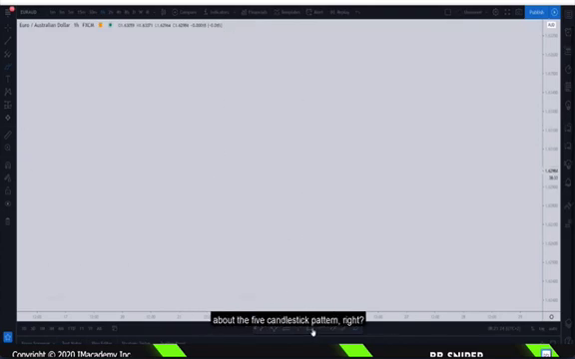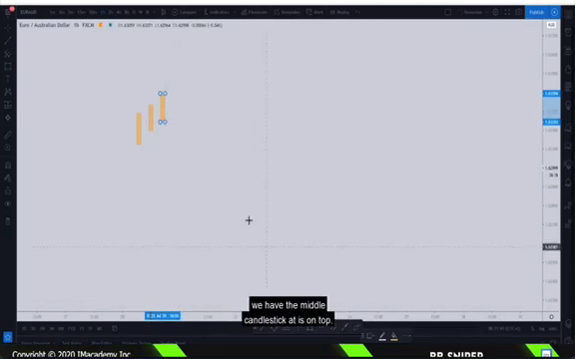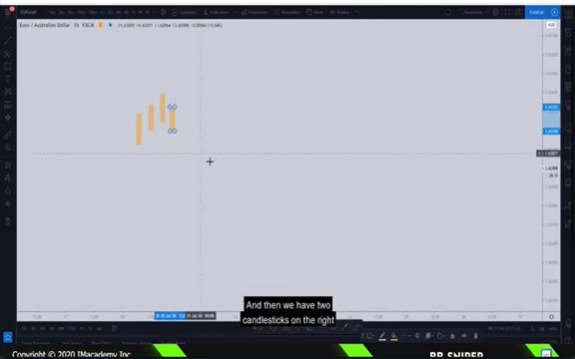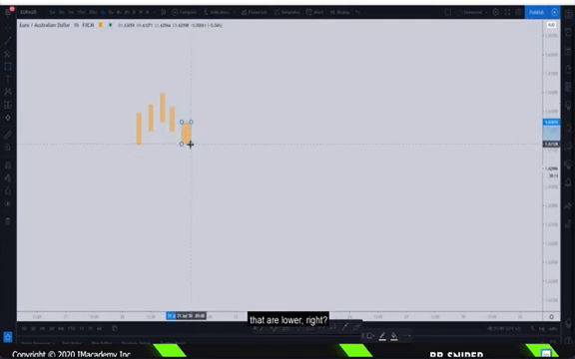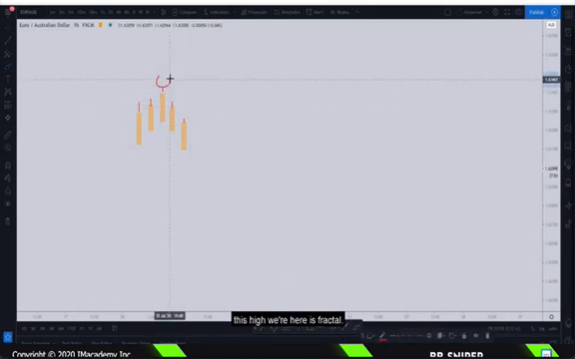Now, if I draw 5 candlesticks for the high, the fractal is literally this. When we have a high that is formed with 5 candlesticks, we have the middle candlestick on top, and then 2 candlesticks on the right that are lower, also with the wicks lower, so something like a pyramid shape. All right, sorry for this one. So this should be the fractal. This high over here is the fractal.